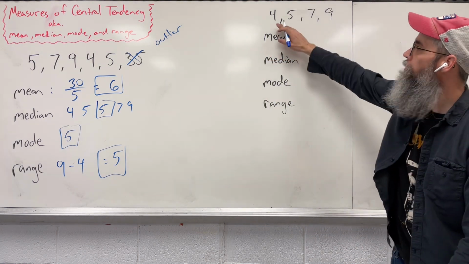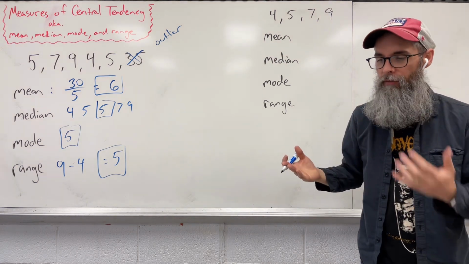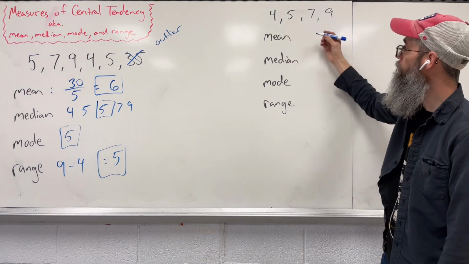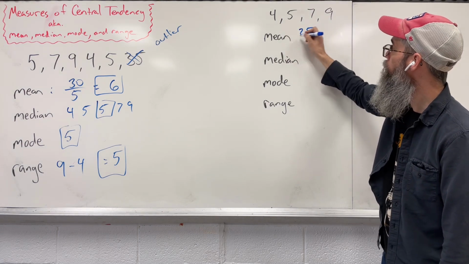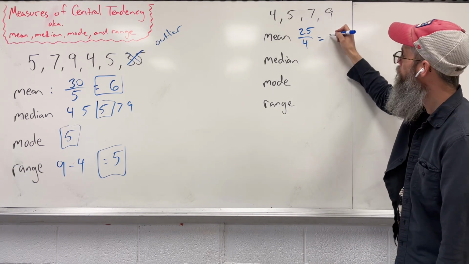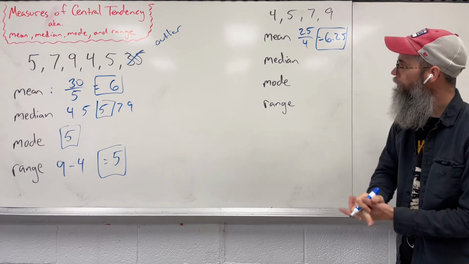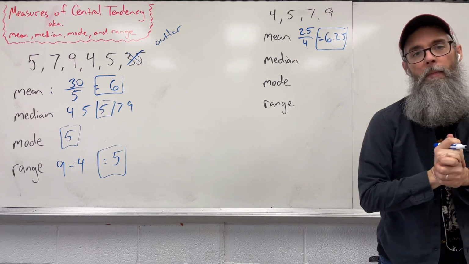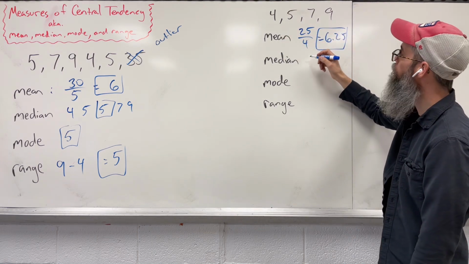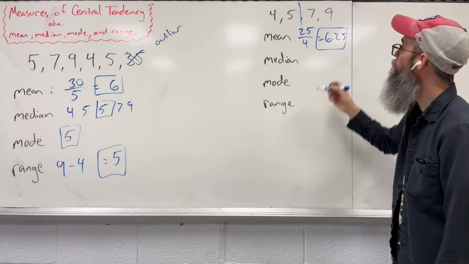Let's say I'm dealing with 4, 5, 7, and 9. I want to find my average. I want to find my mean. So let's add my 4 numbers up, and this time I get 25. I divide that by 4, and we end up with an answer of 6.25. My average is there. Okay, my median, my middle number. So I look here, I don't have a middle number. It's between two numbers. So what do I have to do now?